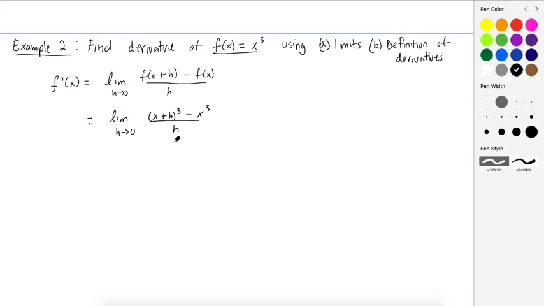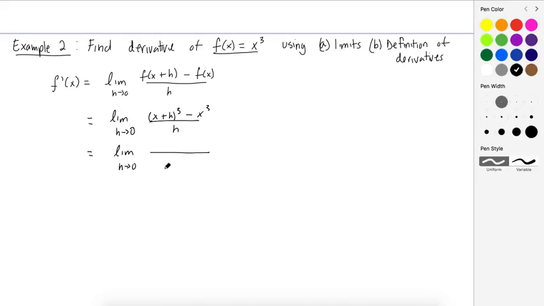Now what we're going to do is try to simplify this again, so that we can get rid of this h that is going to give us an undefined solution, because we know that h cannot be equal to 0 again. So we're going to try to manipulate this so that we can actually find the limit of this function.